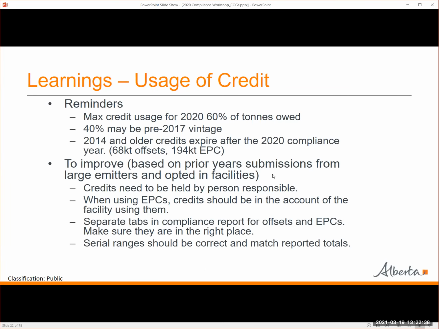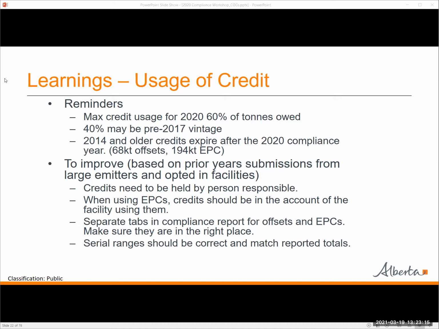A little bit about the usage of credits. There is a maximum in terms of the amount of the true-up obligation that can be covered through the use of credits. So that's 60% of the tons owed can be met through the use of emissions offsets or emissions performance credits. 40% of the tons owed may be met using pre-2017 vintage. So if you want to make up the extra 20%, it has to be in newer credits, between the difference between the 40 and the 60.